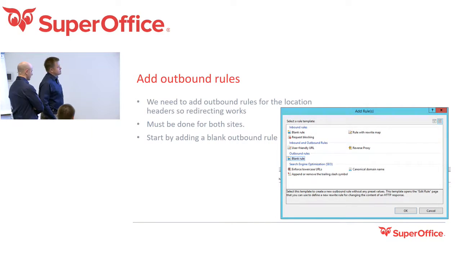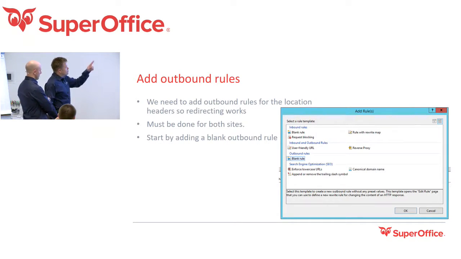We also need to add an outbound rule. That's because else redirecting wouldn't work, as the redirect address would be to the internal address. For example, mailings uses that a lot. When someone clicks a link and you track it, it will redirect afterwards to the correct site. And if you don't do this, it does not work. So you go into outbound rules and add a blank rule.